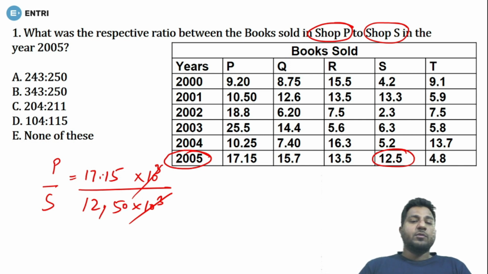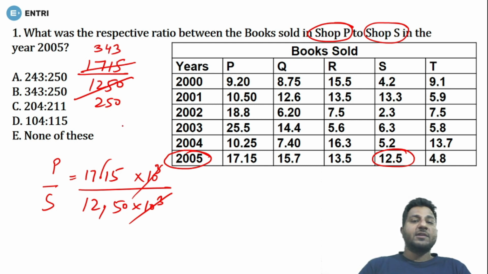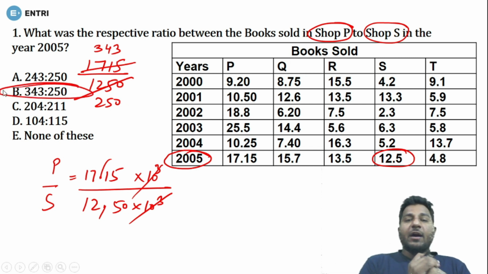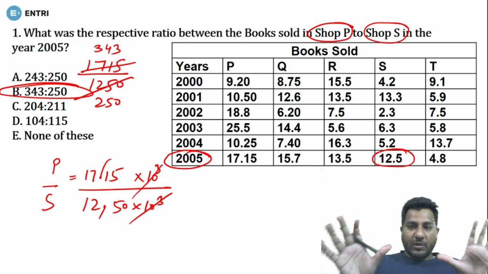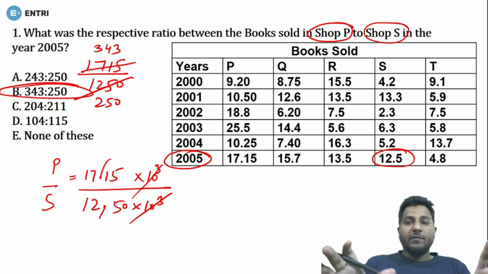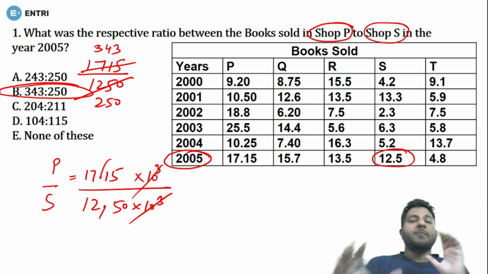Now what would you do? You will equate the decimal value and eliminate the decimal. So 1715 divided by 125. Now you will start eliminating. So it will be 5 3s are 15, 5 4s are 20, 343 divided by 25. So your clear option B will be the correct one. Okay, so here you have to solve the questions in this manner.